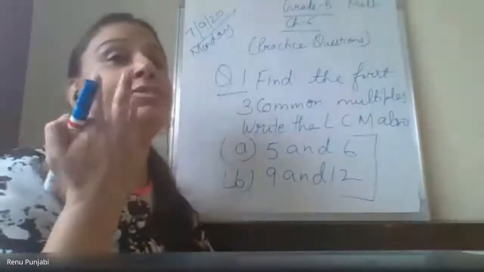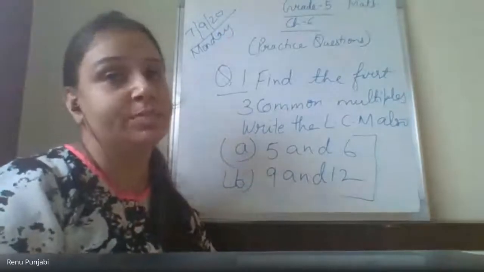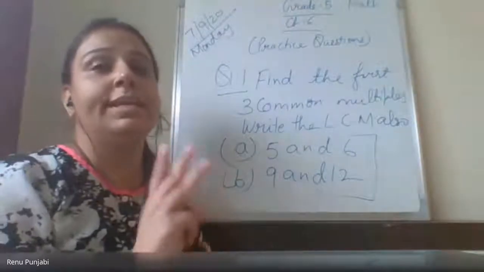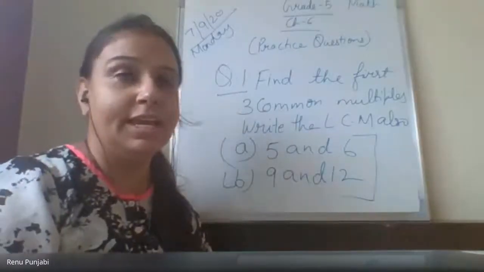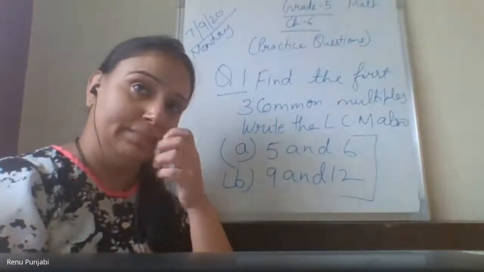Ma'am, in 5 and 6, just 30 is common till 10. So you keep on writing. Yes, ma'am, because only 30. So we need three common multiples. So keep on writing the multiples and the common multiples and find out. Okay, ma'am. We need three common multiples between 5 and 6, and then you have to find out the LCM.